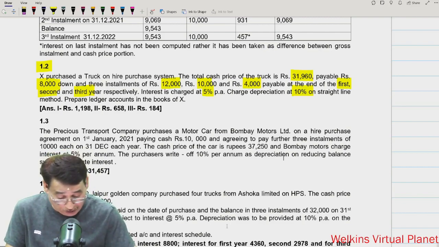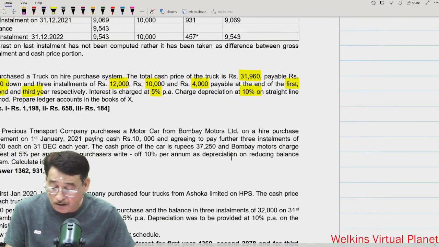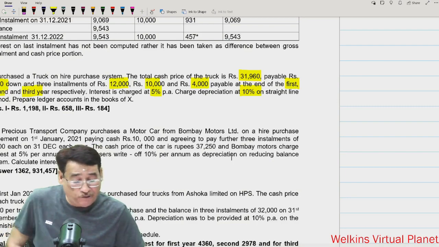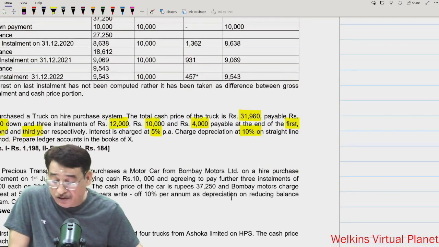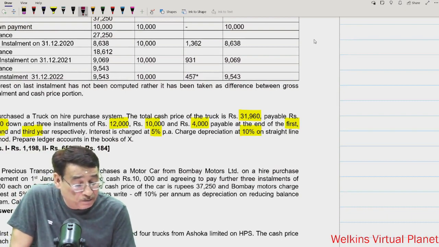So in this question, so far, the information is like this, that Mr. X has purchased a truck.